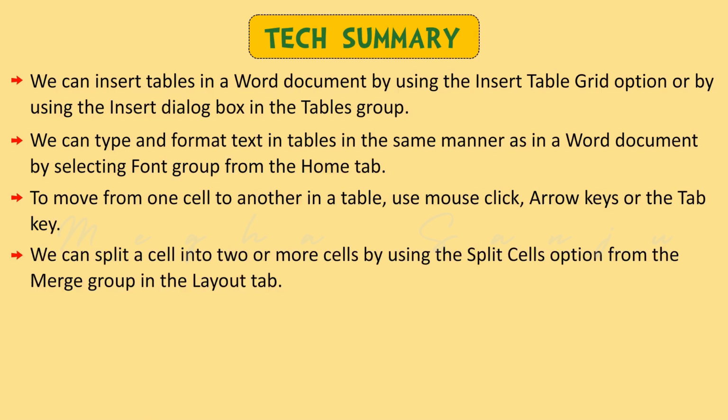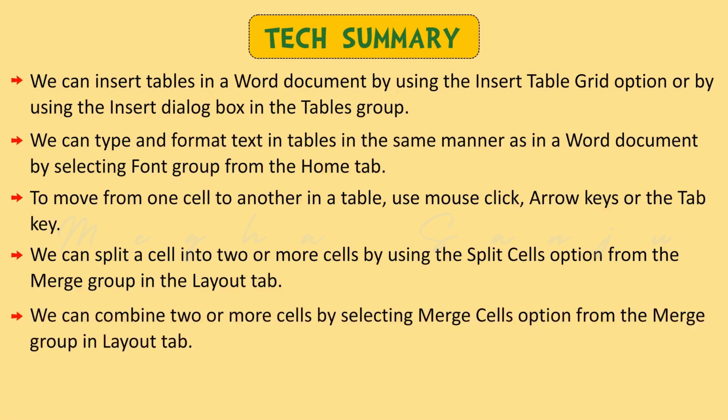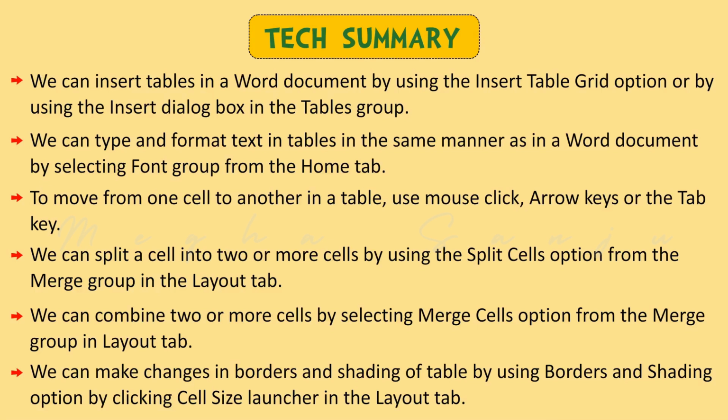To move from one cell to another in a table, use mouse click, arrow keys or the tab key. We can split a cell into 2 or more cells by using the Split Cells option from the Merge group in the Layout tab. We can combine 2 or more cells by selecting Merge Cells option from the Merge group in Layout tab. We can make changes in borders and shading of table by using Borders and Shading option by clicking Cell Size Launcher in the Layout tab.